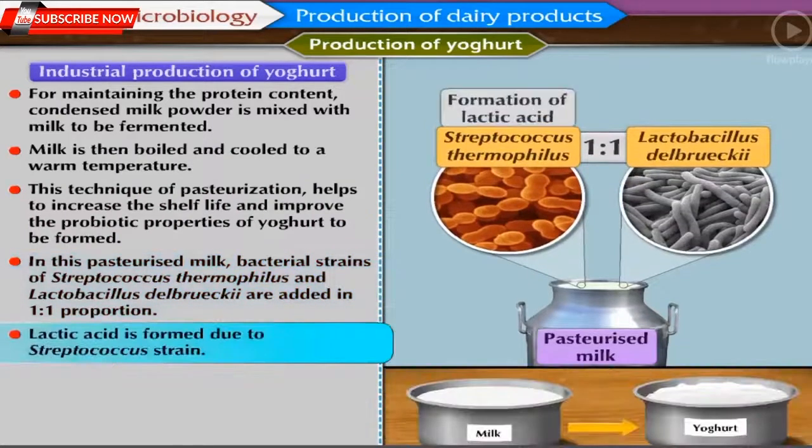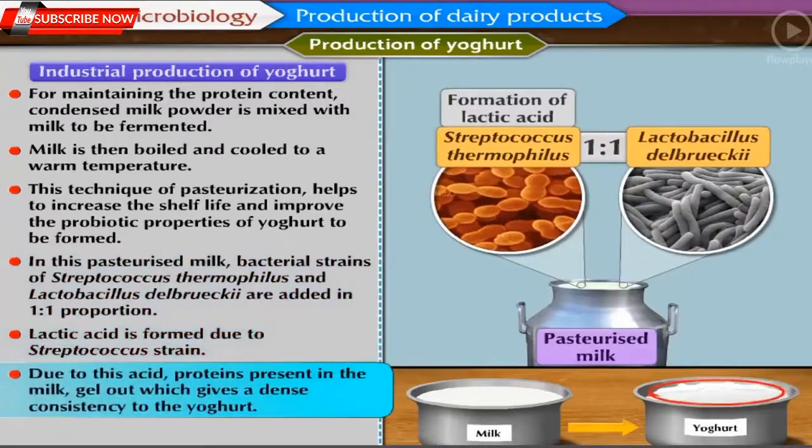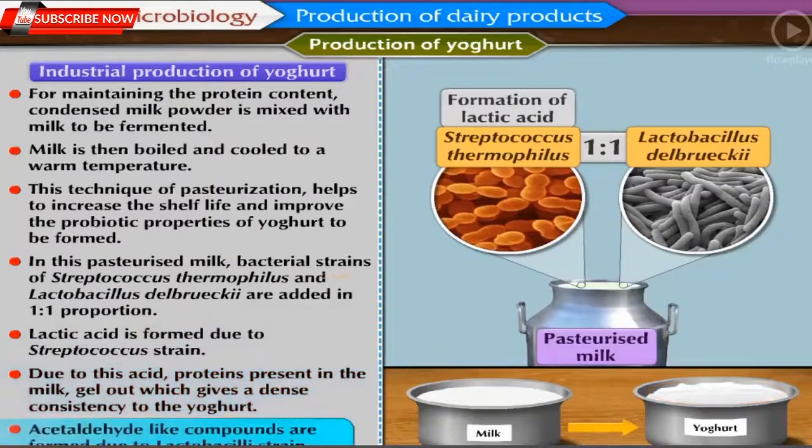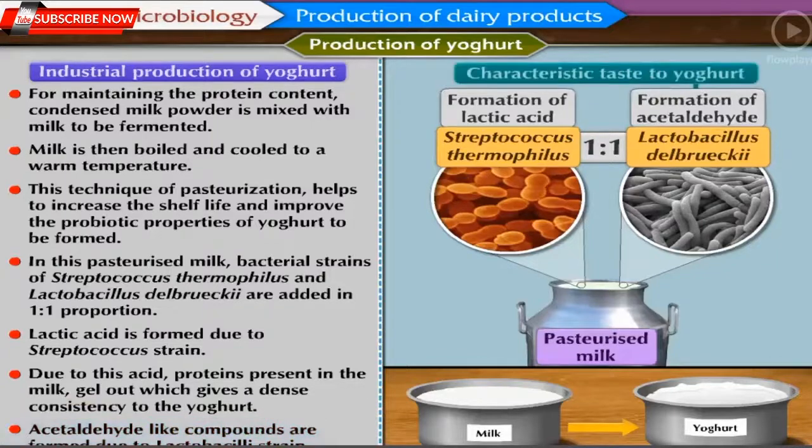Lactic acid is formed due to Streptococcus strain. Due to this acid, proteins present in the milk gel out, which gives a dense consistency to the yogurt. Acetaldehyde-like compounds are formed due to lactobacilli strain. This gives the characteristic taste to the yogurt.